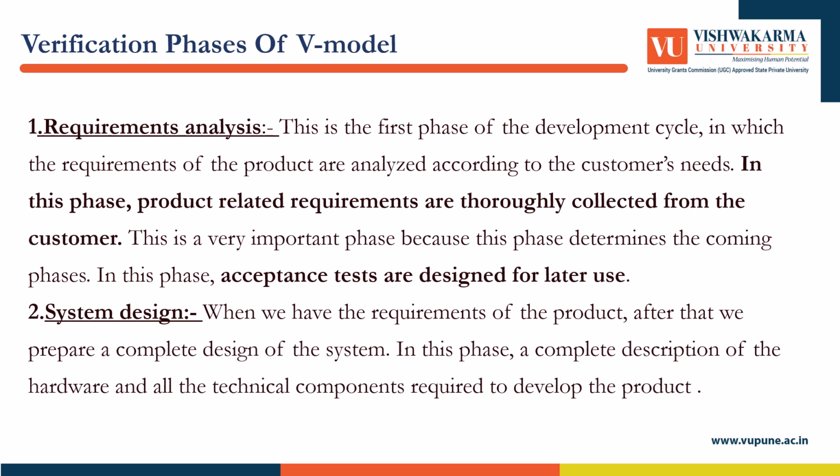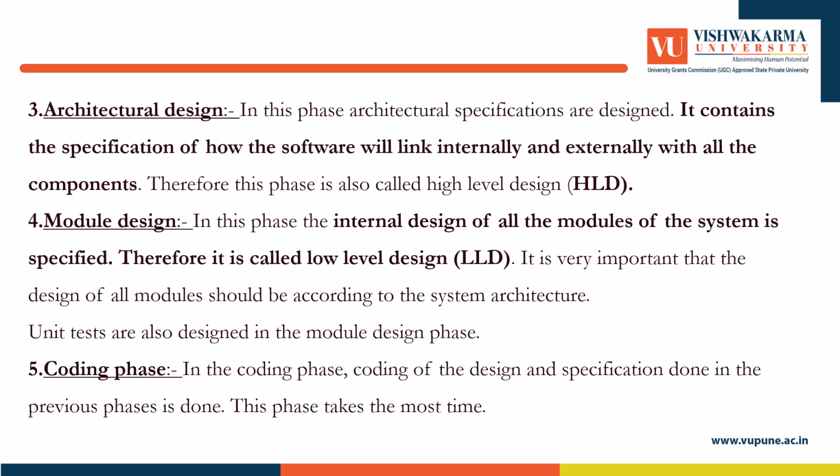When we have the requirements of the product, after that we prepare a complete design of the system. In this phase, a complete description of the hardware and all the technical components required to develop the product is collected. The third one is the architectural design. In this phase, architectural specifications are designed. That means it contains the specification of how the software will link internally and externally with all the components. Therefore, it is also called high level design.